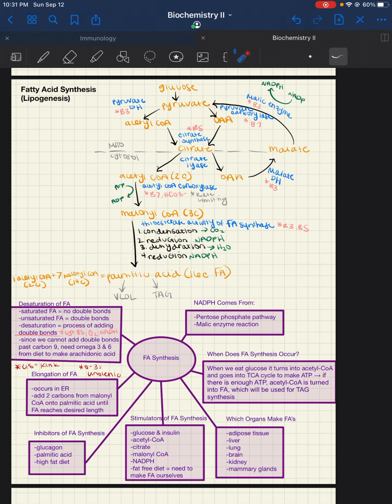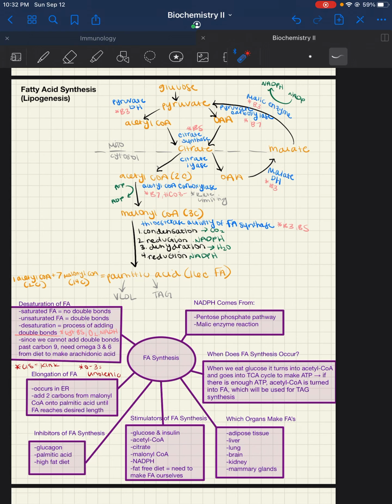So essentially what we're doing here is we're producing palmitic acid. That's a saturated fatty acid. It's the most abundant fatty acid in our body, and it's 16 carbons. So each time we do this reaction, we take 2 acetyl-CoAs, add 7 malonyl-CoAs. Malonyl-CoA is a 3-carbon molecule, but we only use 2 carbons from it. So we do 7 malonyl-CoAs, 1 acetyl-CoA, and we get palmitic acid, which is 16 carbons. So that's where we're getting our carbons.